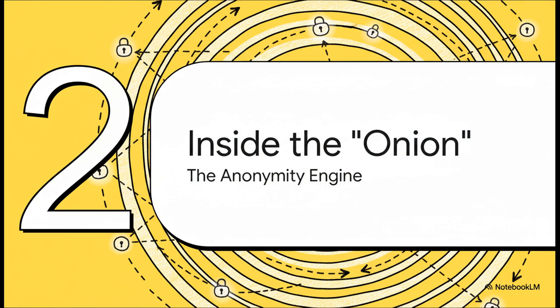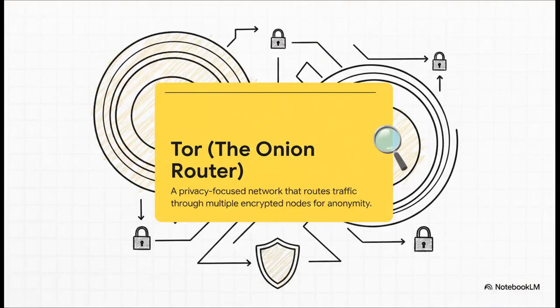So, let's get to that how. How do you actually access this hidden part of the web? Well, the answer lies in a really clever piece of technology that people call the onion. The technology is called Tor, which stands for the Onion Router. Its entire purpose is to provide anonymity. And here's a fun fact for you. It was actually developed by the US Navy to protect their intelligence communications online.